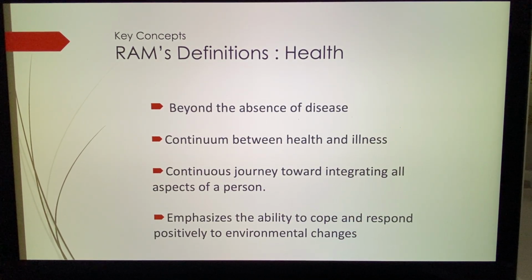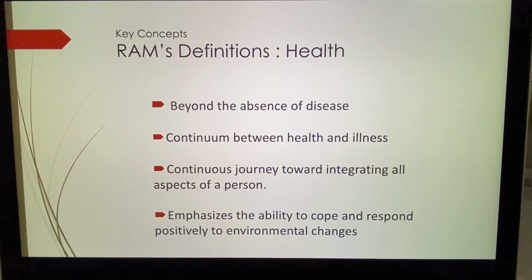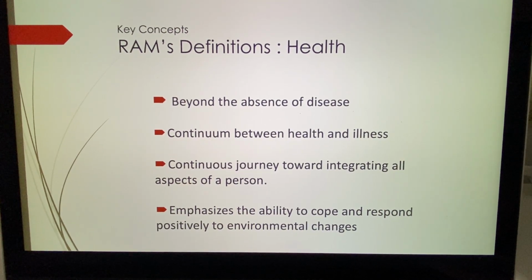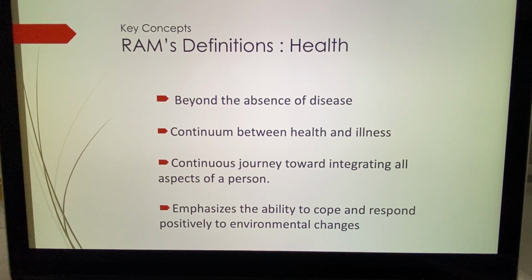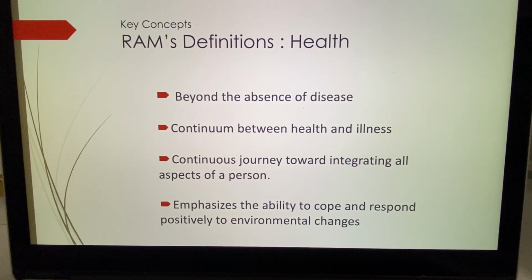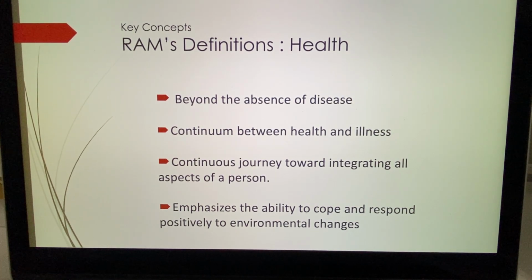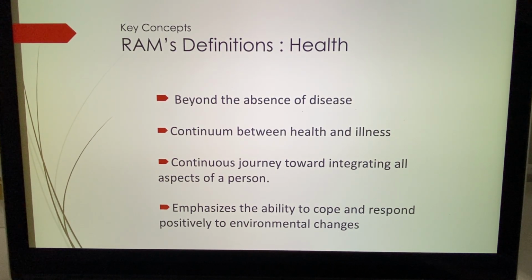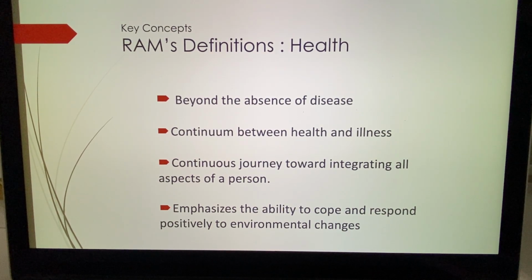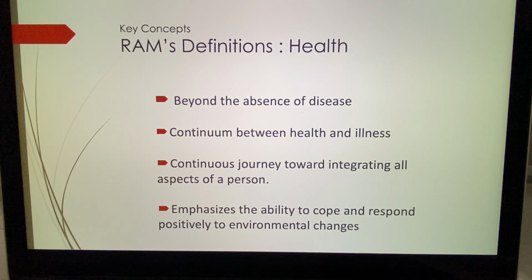RAM defines health as a concept beyond the absence of disease. Health is a continuum between health and illness, which means that everyone experiences varying degrees of health and illness throughout life. Health and illness are not mutually exclusive, they exist together. Health is a continuous journey toward integrating all aspects of a person: physical, psychological, and social. This model emphasizes the ability to cope and respond positively to environmental changes.